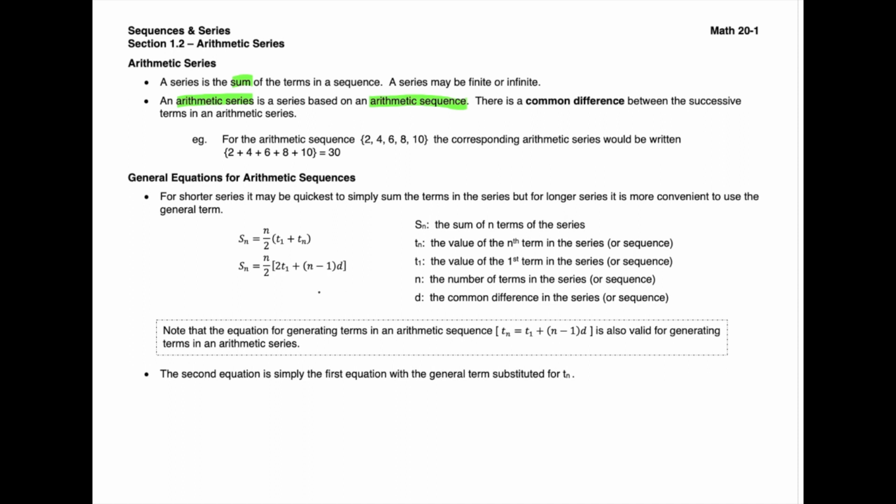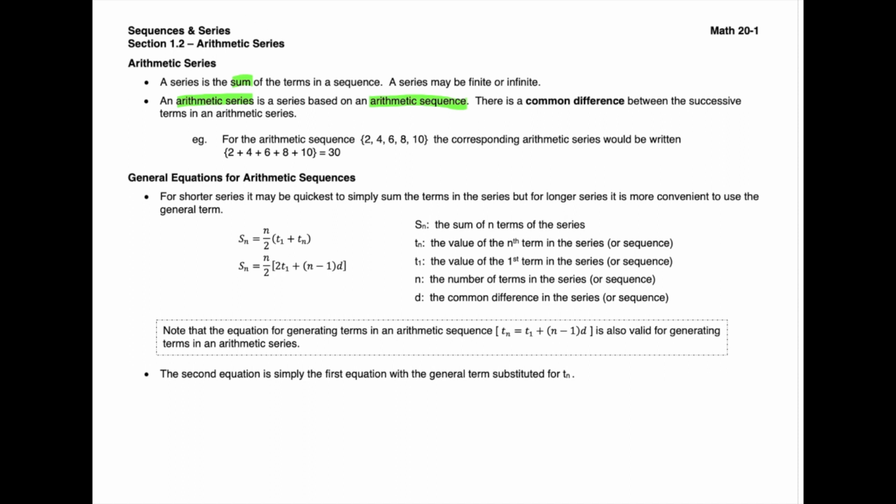And so we do have 2 equations that'll help shorten that up. Sn equals n over 2 times t1 plus tn. And then a related equation, Sn equals n over 2 times 2 times t1 plus n minus 1 times d. And we'll look in just a moment where that one comes from.